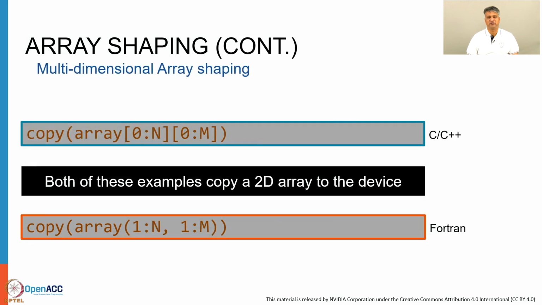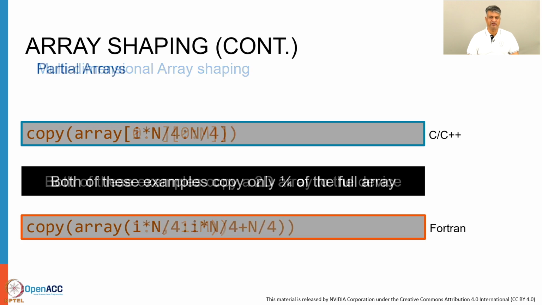How do you do multi-dimensional array shaping? Now, you can copy a 2D array in a similar way to how you do a 1D array. So for example, if I look at the first example in C, C++, you're now taking an array from 0 to n in the first index and 0 to m in the second index. In Fortran, you'll have 1 to n and 1 to m. This is the example for a 2D array.